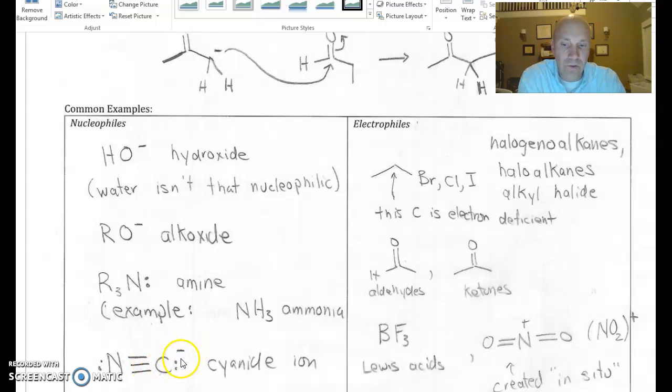It's nucleophilic because with cyanide, you've got this lone pair right here, and that lone pair tends to be very nucleophilic. And again, cyanide allows you to do some useful things because it's a very convenient way to just add another carbon to a molecule. We'll talk about common electrophiles in the next video.